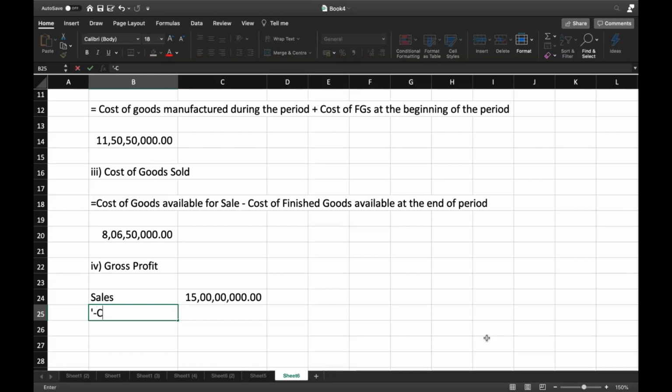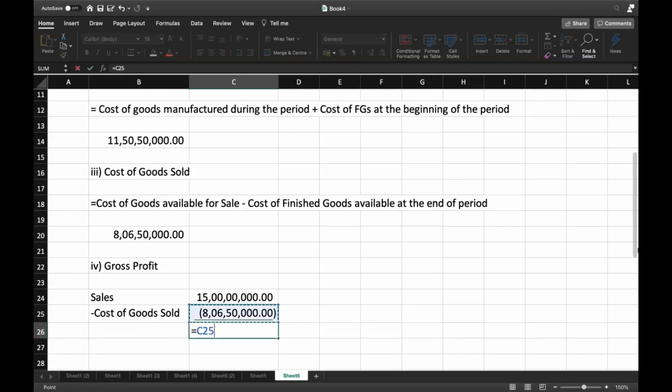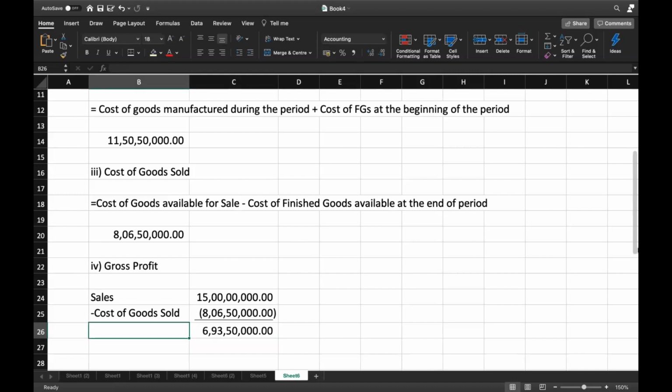Minus cost of goods sold. And how much is that? It is 8 crore 6 lakh 50,000. So the difference is gross profit. It is 6 crore 93 lakh 50,000 and that's your gross profit.